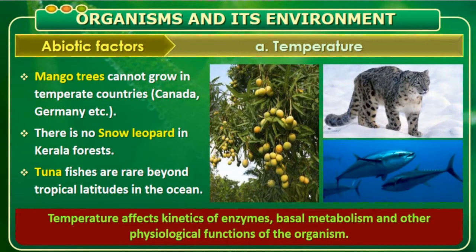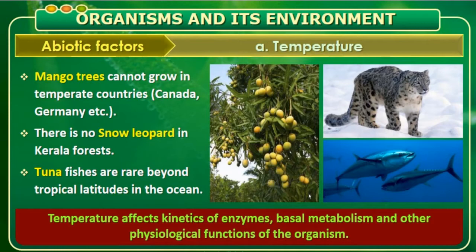So these are a few examples which tell that organisms exist in their biome with their adaptability, and they have their own habitat wherever they live. That's how temperature affects each organism's body.